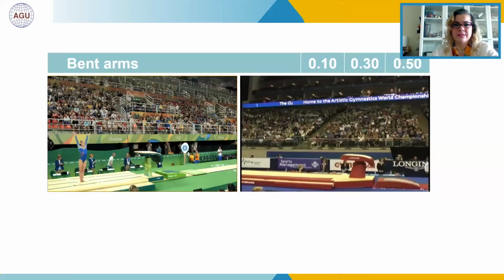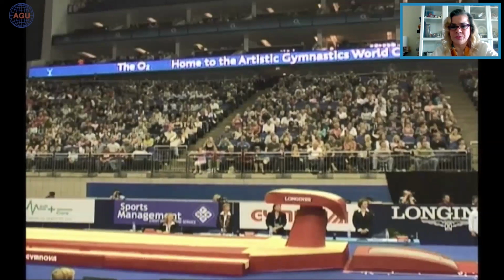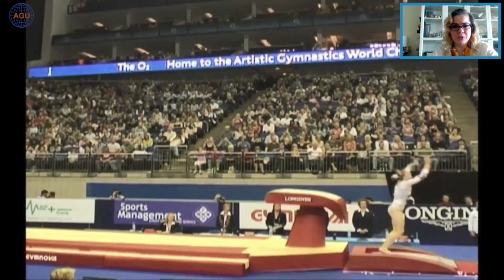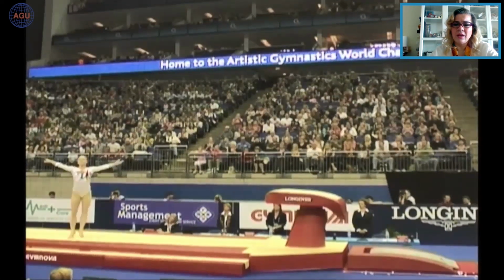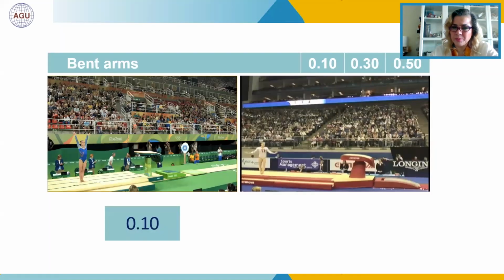Okay, slightly bent, so 0.1. Let's see the other example. As you could see here in this example, more bent arms, so she receives a deduction of 0.3.